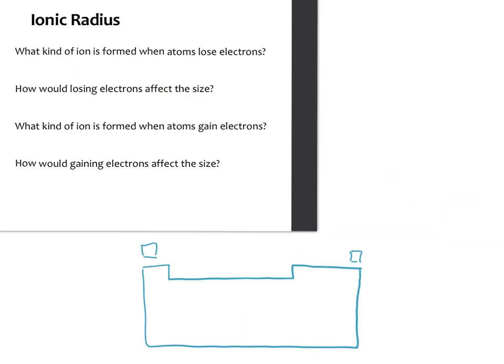Alright, ionic radius here is not the same as atomic radius. That means we're talking about elements that become ions. So that means when you lose or gain electrons but still stay the same element, with the same number of protons. So what kind of ion is formed when atoms lose electrons? When you lose electrons, you become more positive. So let's think about the phrase that I use. Cations are positive. So these are cations. Cations are positive. Cats. Yes, I love cats.